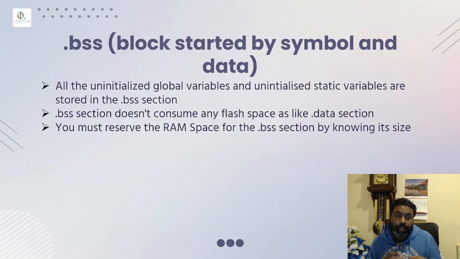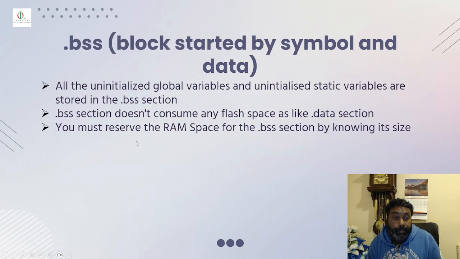So all the uninitialized global variables and the uninitialized static variables are stored in this section, because you can't have that in the flash memory. It has to live in SRAM memory, and .bss lives inside the SRAM memory, and this is where the uninitialized data will be.